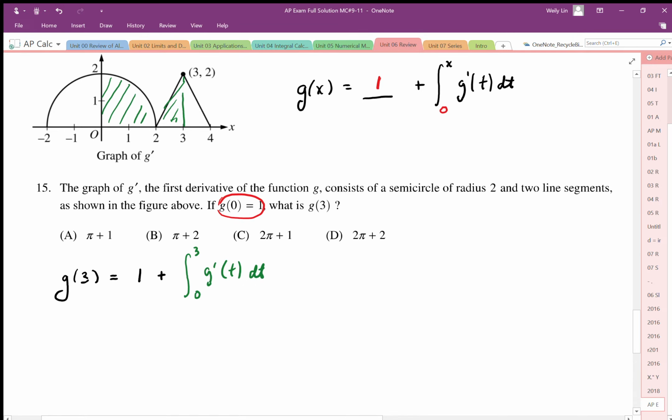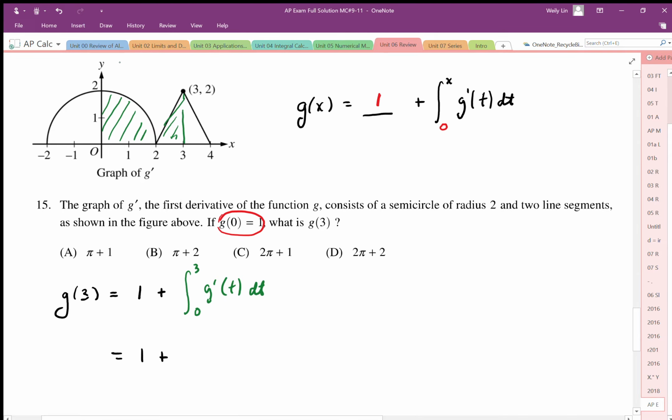Then I want to work out that area. That area is going to be the semicircle. So this is a circle of radius 2, so 2 squared pi over 4. Well, that area just works out to be pi. This is a triangle, 2 times 1 divided by 2. That area works out to be 1, so this is going to be pi plus 1.